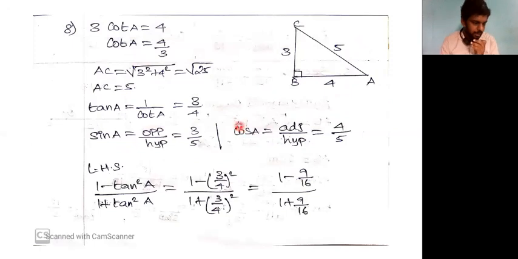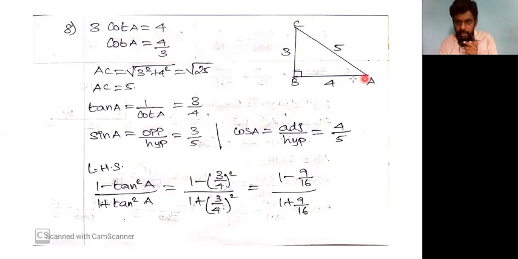Moving on to the eighth question. It is given that 3 times cot A is equal to 4, 3 into cot A is equal to 4. Therefore, I am taking this 3 to the other side. Cot A is equal to 4 divided by 3. So cot A is adjacent divided by opposite.